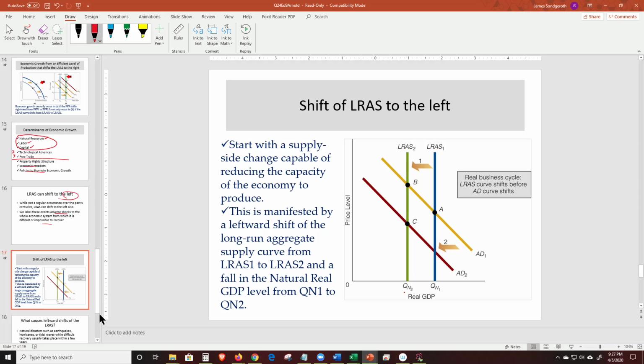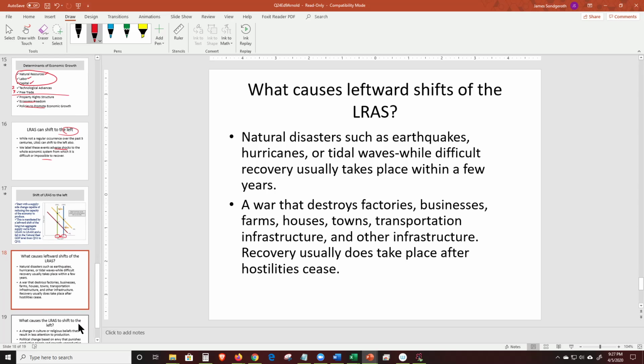And so we go, the natural level of output decreases too. Bingo. Yeah, the pie is smaller. Everybody gets a smaller slice. So what causes leftward shifts? Well, natural disasters: earthquakes, hurricanes, tidal waves, etc.